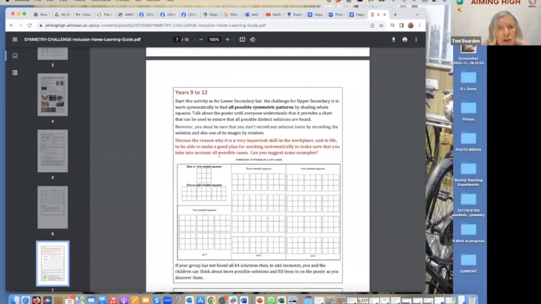Well, you discuss why it's important. It's an important skill to take away from school, to be able to use in life, to be able to make a plan for working systematically and make sure that you take into account all possible cases. And maybe you can get the learners to suggest some tasks which have to be done in a certain order. For example, the simple one of, if I'm going to make a cake, it really matters the order in which I do it.